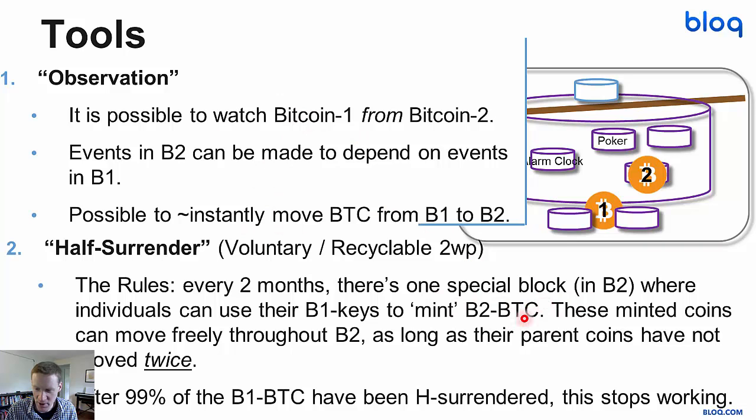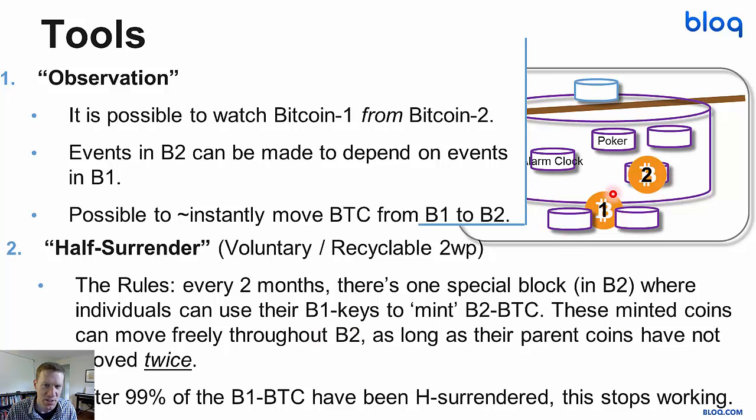Now, here's the complex part. These minted coins can move freely throughout B2 as if they were normal Bitcoins, as long as their parent coins have not moved twice. If the parent coins move twice, then these shut off. You can't move them anymore. So what's the point of that? Well, the point is you get one free move. So you can move your coins over to Bitcoin 2, but you still get one free move on Bitcoin 1. And you can either burn the coins on Bitcoin 1, at which point you've committed to 2, or you can just move twice and you can take back your move to B2.